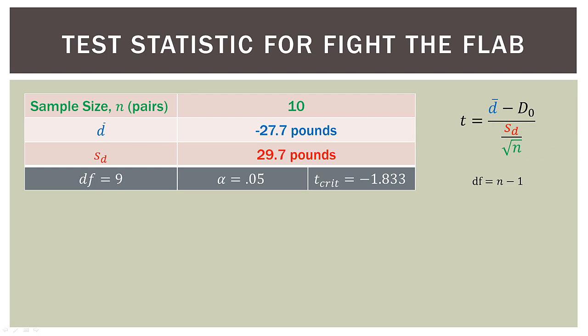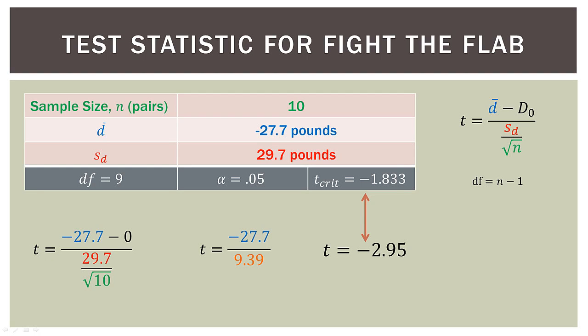So remember, here is our formula for calculating our test statistic. All we have to do is substitute everything in. So we have negative 27.7 minus 0, divided by 29.7 divided by the square root of 10. Go ahead and continue our calculation. Remember our standard error, that 9.39? Well, there it is again. That's why I stress really understanding what the standard error is. So we have negative 27.7 divided by 9.39. Now, look at our t-critical. That's negative 1.833. Our test statistic is negative 2.95.